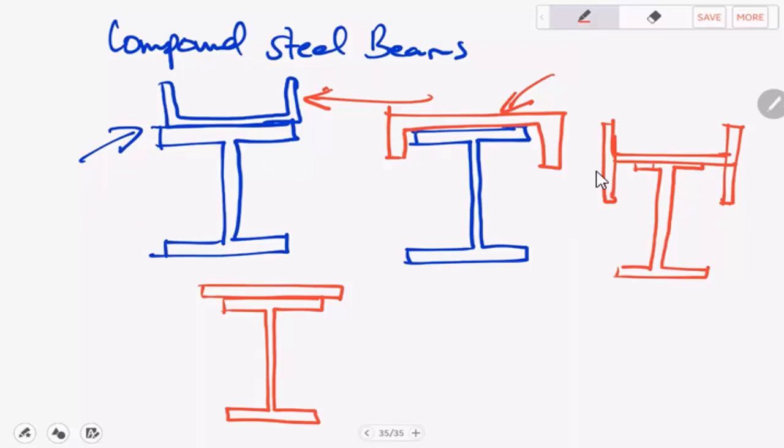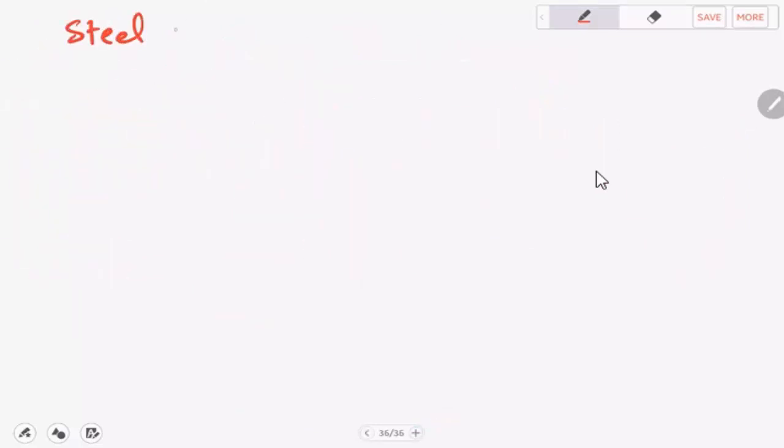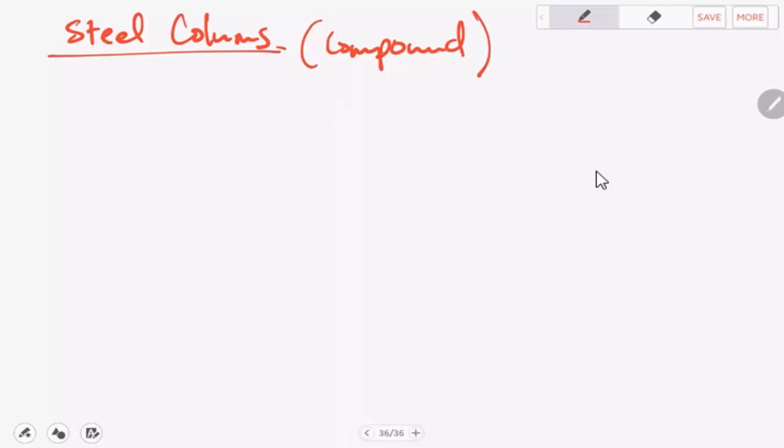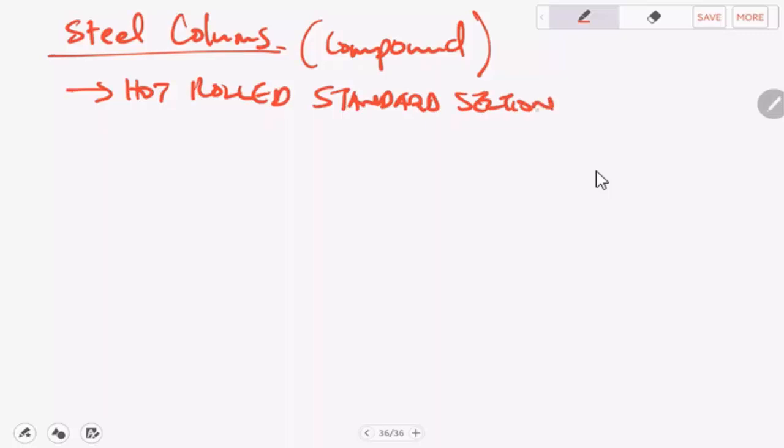So let's look at steel columns. When it comes to steel columns, it can be a compound column, compound meaning that this is made out of different pieces to make one structural unit, or it can be a hot rolled section, a hot rolled standard section. So that's what you can have when it comes to steel columns.